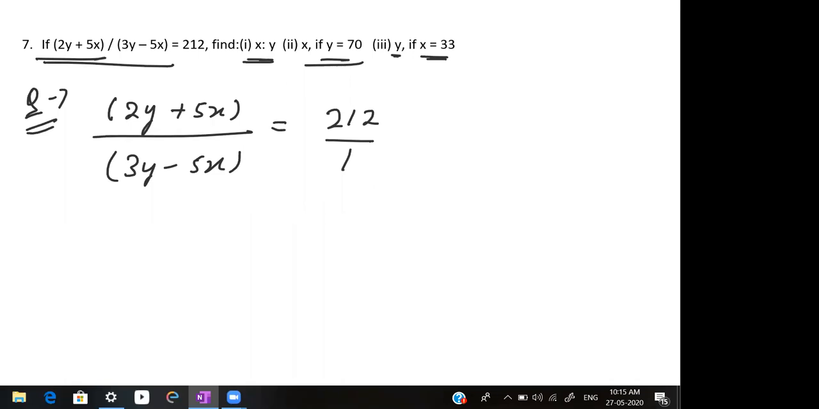Actually, beta, this is 2 whole 1 upon 2. This is not 212. It is written wrong here. So let me correct it. It is actually 2 whole 1 upon 2. Look into your book.